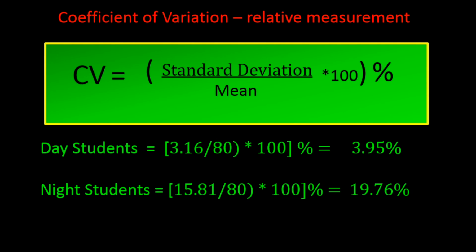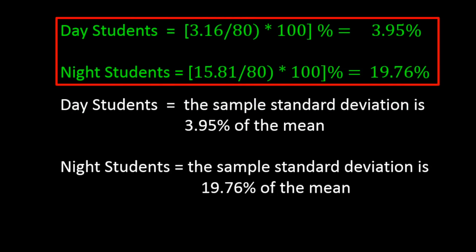For the night students, we take the standard deviation of 15.81 divided by the mean, which was 80, times 100%, and we get 19.76%. This tells us for the day students that the sample standard deviation is only 3.95% of the mean, whereas the sample standard deviation for the night students is 19.76% of the mean. This is a relative measure, meaning that it is very useful for comparing variability of data that have different standard deviations and different means.